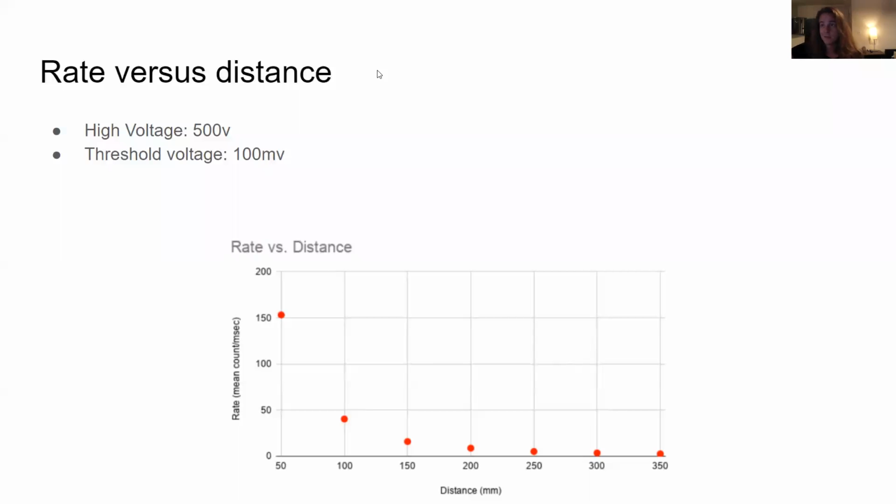Now, another experiment that we did was the rate versus distance. We had the high voltage and threshold voltage set, as you can see, and we measured the counting rate versus the distance of the radioactive source. You can see that at a further distance, the counting rate drops. This makes sense intuitively because we're decreasing the intensity of the radioactive particles incident on the Geiger Muller tube as we increase the distance away. You can imagine if we move the Geiger Muller tube 1,000 miles away, we would probably never get any counts, at least from that source.